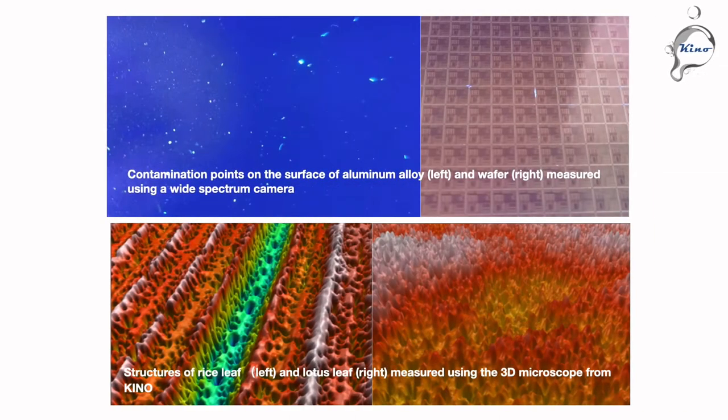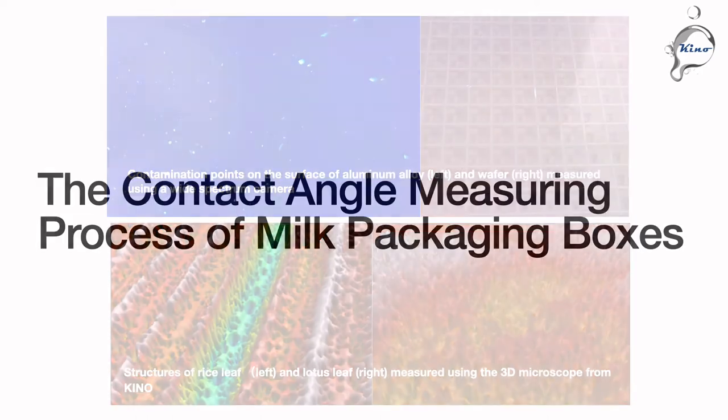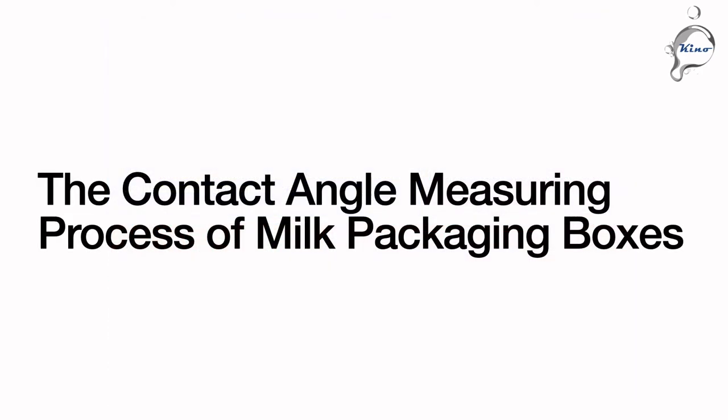The top image shows the contamination points on the surface of aluminium alloy and wafer measured using a wide spectrum camera. The bottom image shows the structures of rice leaf and lotus leaf measured using the 3D microscope from KINO. This is the contact angle measuring process of milk packaging boxes.